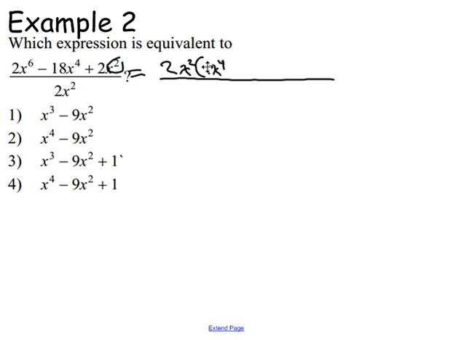And then 2x squared multiplied by negative 9x squared will give me negative 18x to the 4th. And then 2x squared multiplied by 1 will give me 2x squared. And then all this over 2x squared.